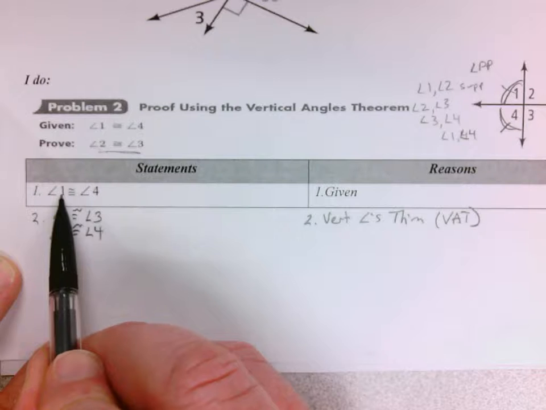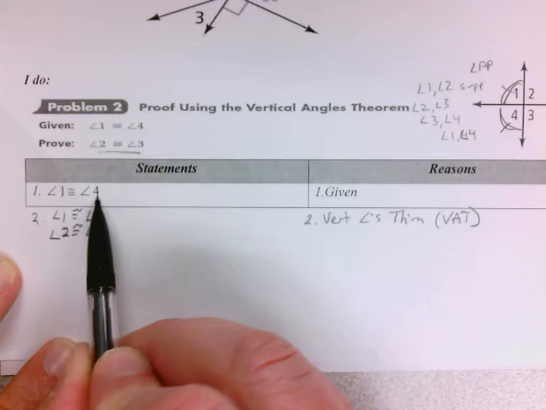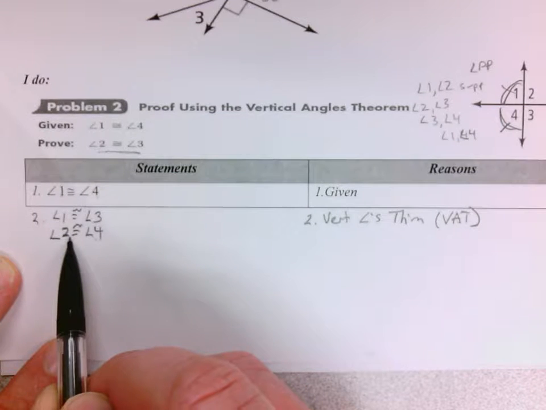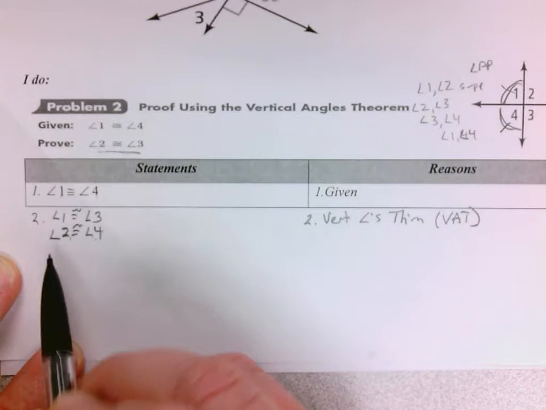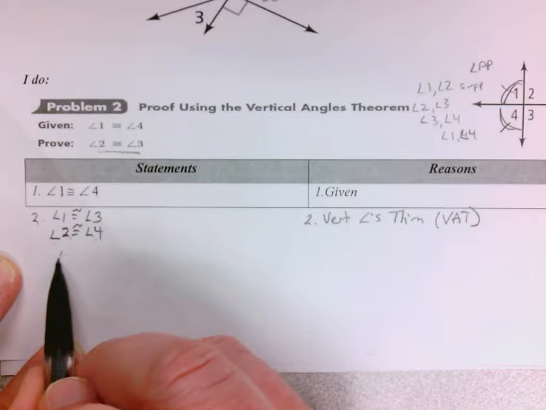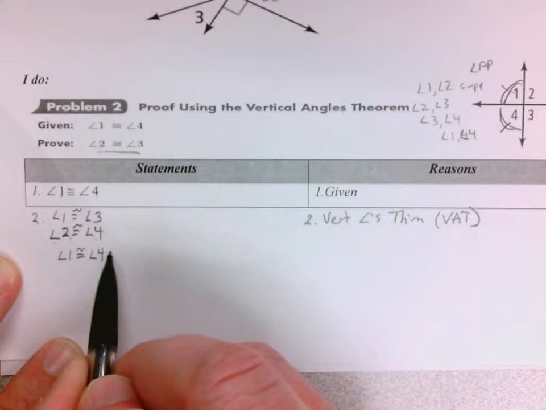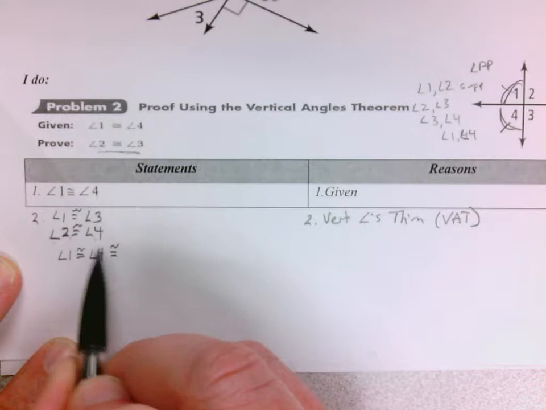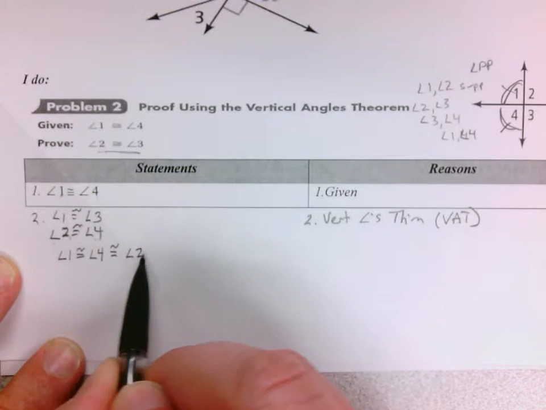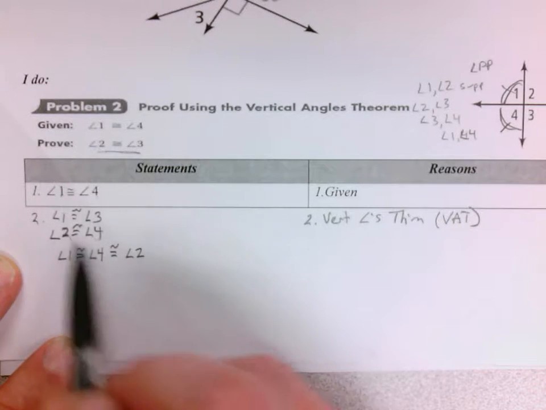So I know 1's congruent to 4, which means it's also congruent to 2. Right? So since that is given, angle 1 is congruent to angle 4. Don't write this down yet, which means it's also congruent to angle 2, because I can go from one to the next to the next.